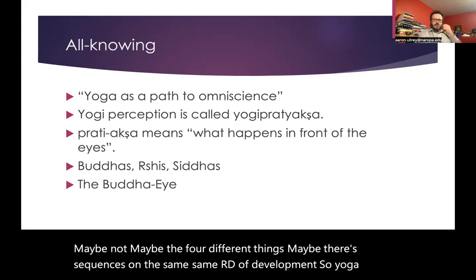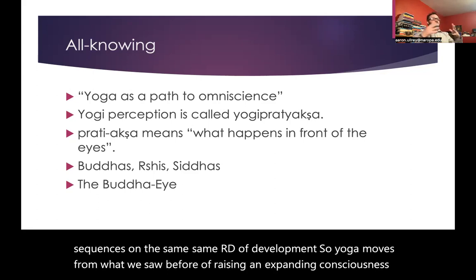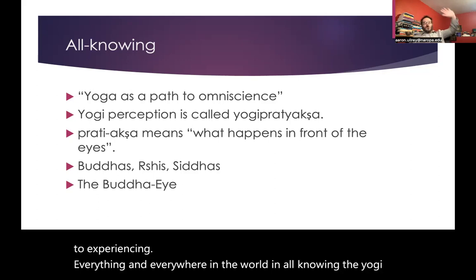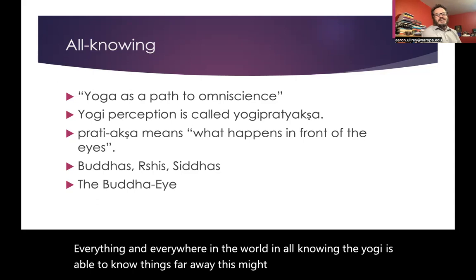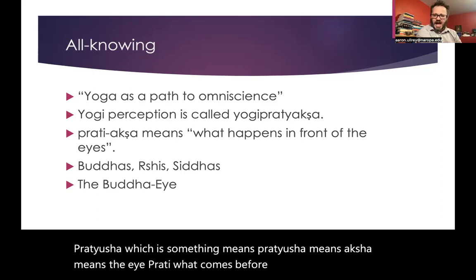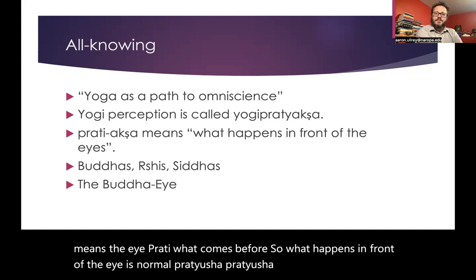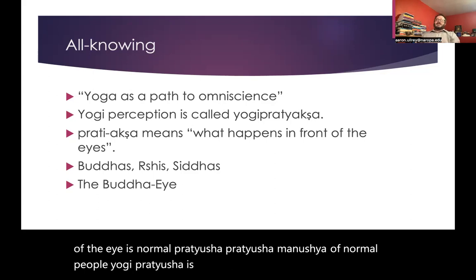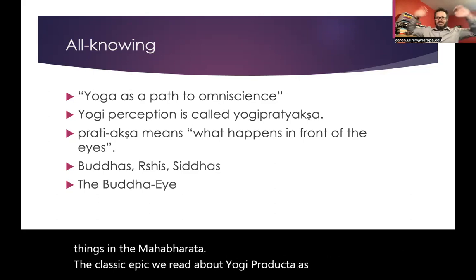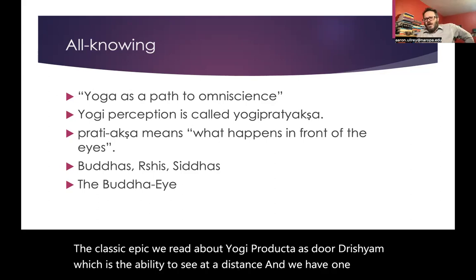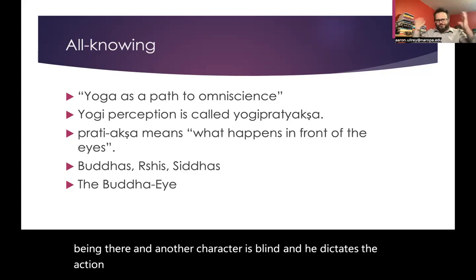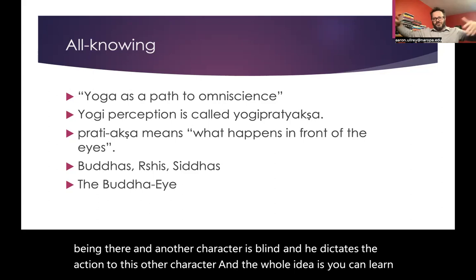So yoga moves from what we saw before of raising and expanding consciousness to experiencing everything and everywhere in the world. In all-knowing, the yogi is able to know things far away. This might be through yogi pratyaksha. Pratyaksha: aksha means the eye, prati what comes before. So what happens in front of the eye is normal pratyaksha, of normal people. Yogi pratyaksha is yogi perception, where a yogi can know all things. In the Mahabharata, the classic epic, we read about yogi pratyaksha as duradrishti, which is the ability to see at a distance. And we have one character who can see at a long distance without being there, and another character who's blind, and he dictates the action to this other character. The whole idea is you can learn to see all things far away.